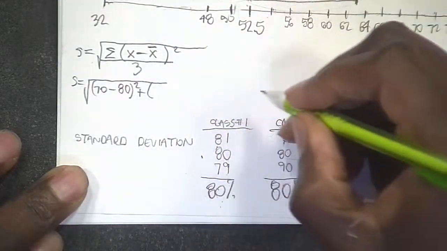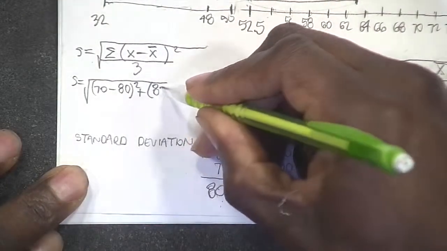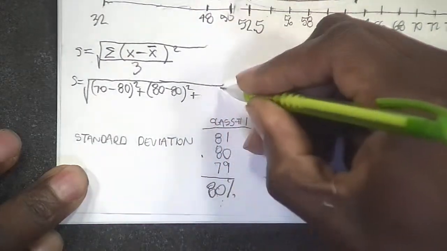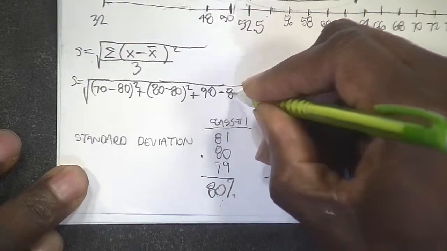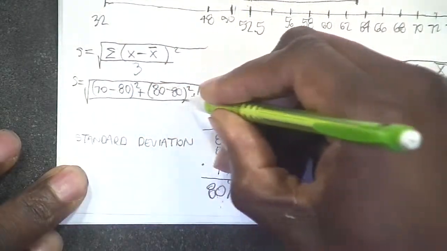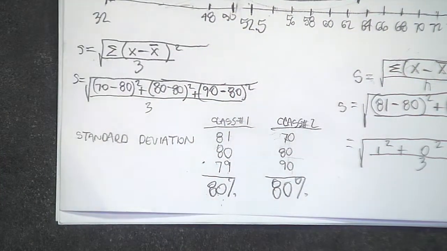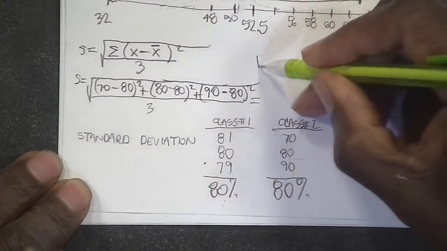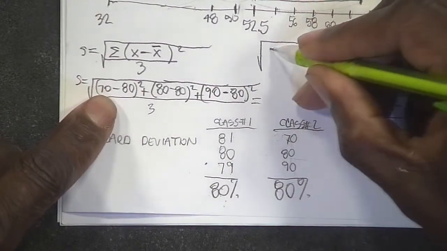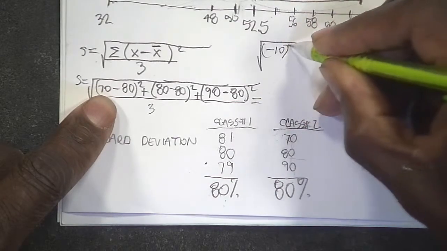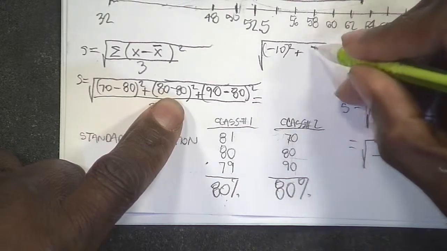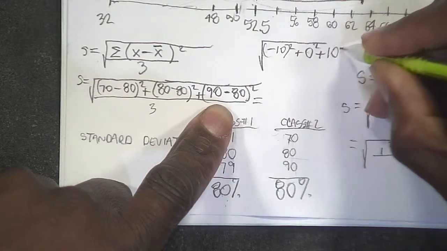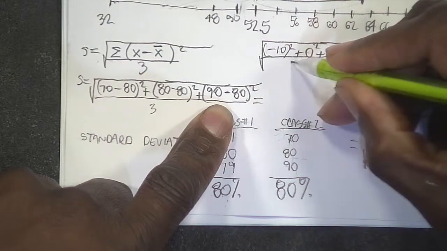And then I'll add the second score, which was 80. 80 minus the mean of 80, I'm going to square that. And then I'm going to add 90 minus the mean, which was 80, and square that. I'm going to divide it all by the number of scores. After doing that, sorry, I'm running out of space a little bit here, I'm going to end up with the square root of negative 10 squared plus 0 squared, and then 90 minus 80, that would be 10 squared. I'm going to divide all that by 3.